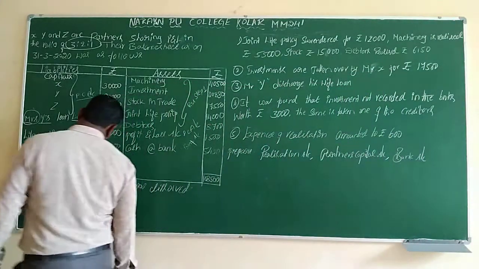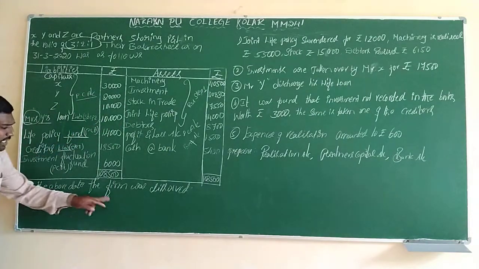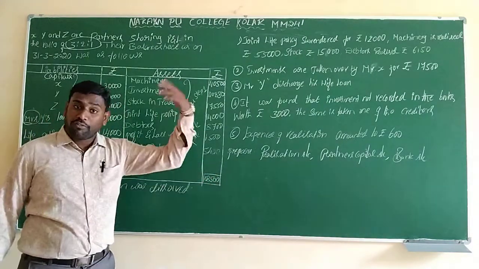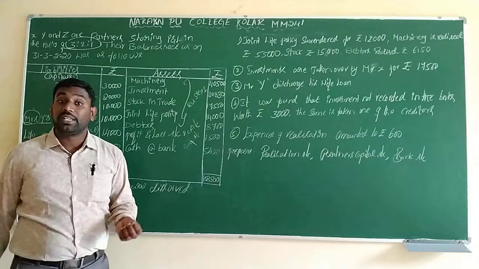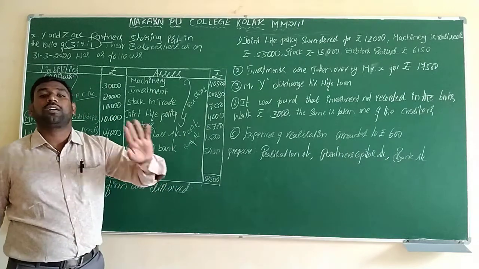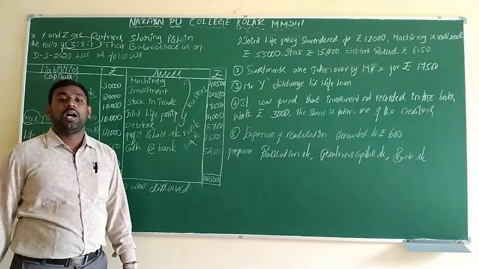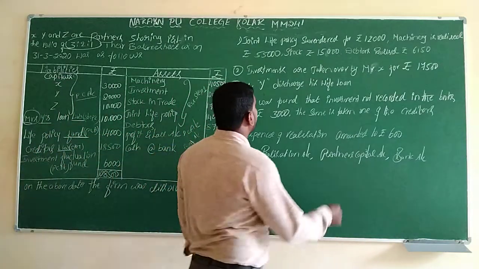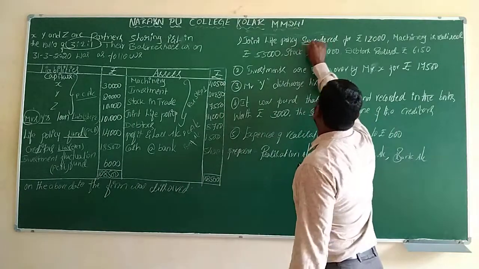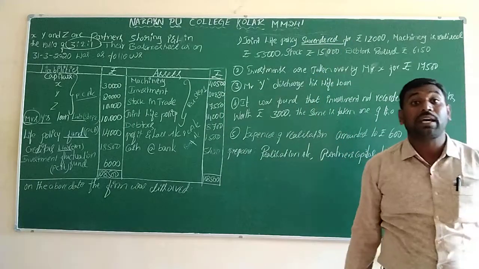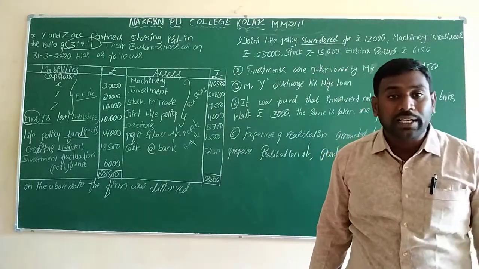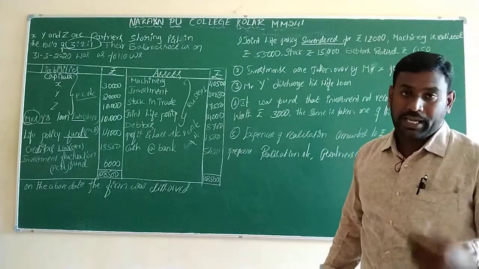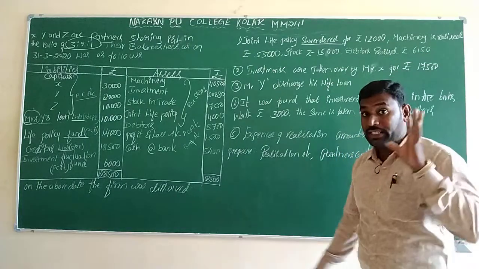So what information they have given: on the above date, the firm was dissolved. After this classification, they will give the information about the closing of the company, that is, the firm was dissolved. Here, joint life policy, surrender. Here the term surrender they have given. Surrender is nothing but repaying or selling. We have to imagine that one.